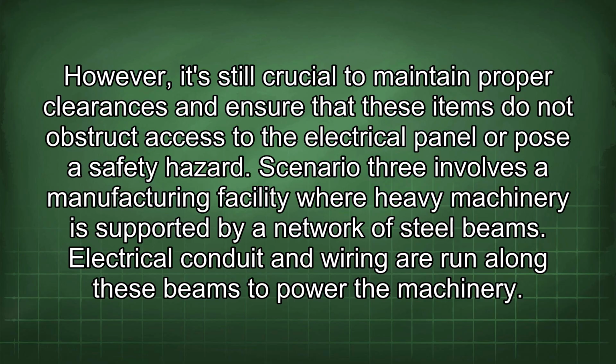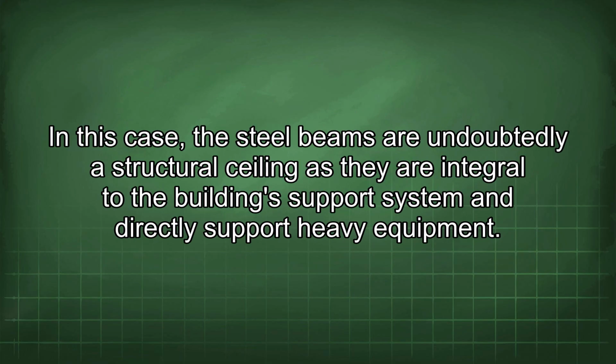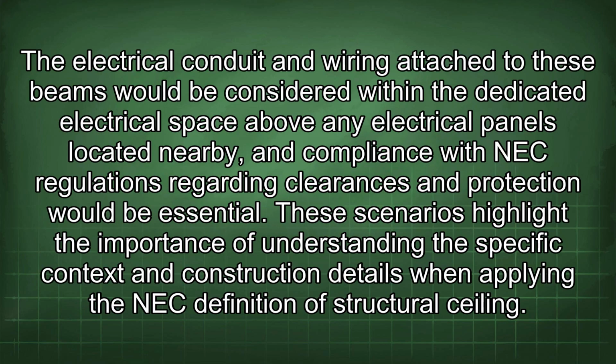Scenario 3 involves a manufacturing facility where heavy machinery is supported by a network of steel beams. Electrical conduit and wiring are run along these beams to power the machinery. In this case, the steel beams are undoubtedly a structural ceiling as they are integral to the building support system and directly support heavy equipment. The electrical conduit and wiring attached to these beams would be considered within the dedicated electrical space above any electrical panels located nearby, and compliance with NEC regulations regarding clearances and protection would be essential.